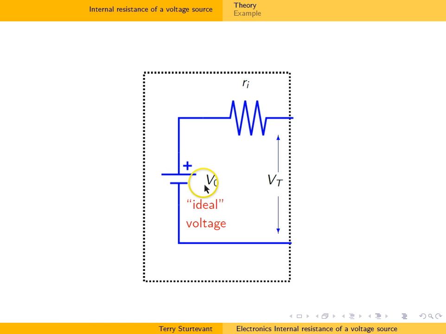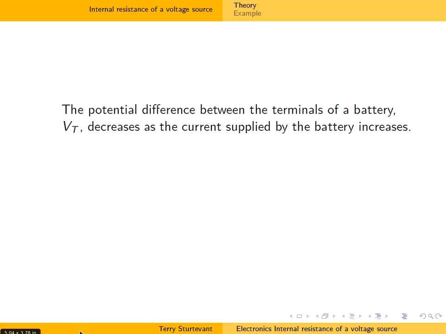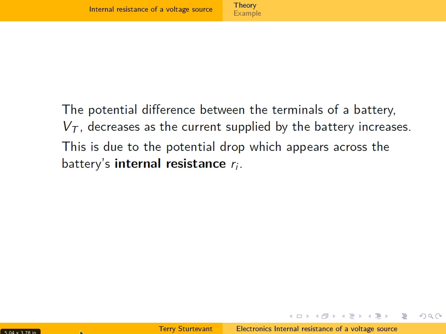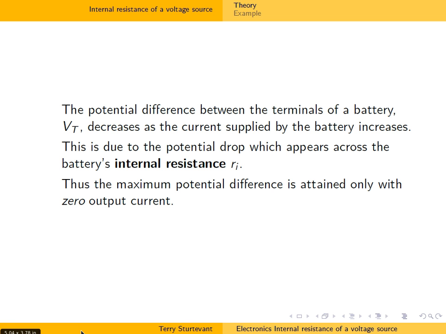Here we have an ideal voltage, V0. Here we have an internal resistance, RI. And here we have the terminal voltage, which is the voltage that can actually be measured between the terminals of the device. The potential difference between the terminals of the battery, VT, decreases as the current supplied by the battery increases. This is due to the potential drop which appears across the battery's internal resistance, RI. So the maximum output voltage you can measure is only when there's no current being drawn.